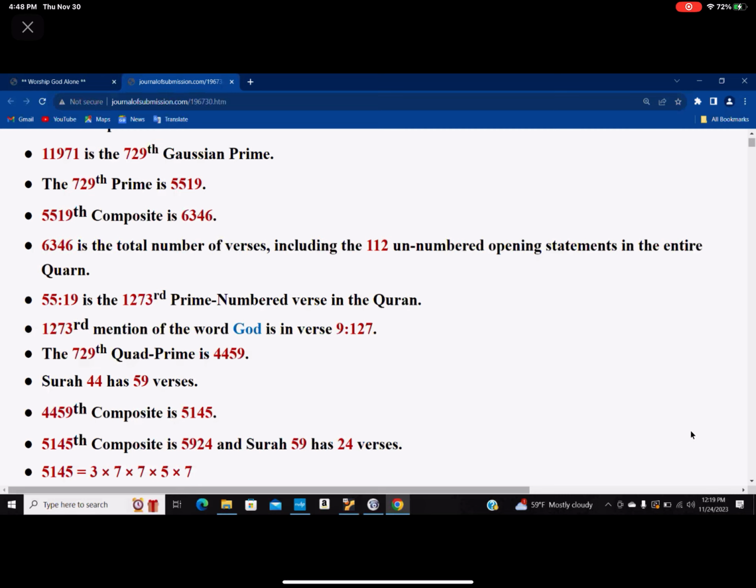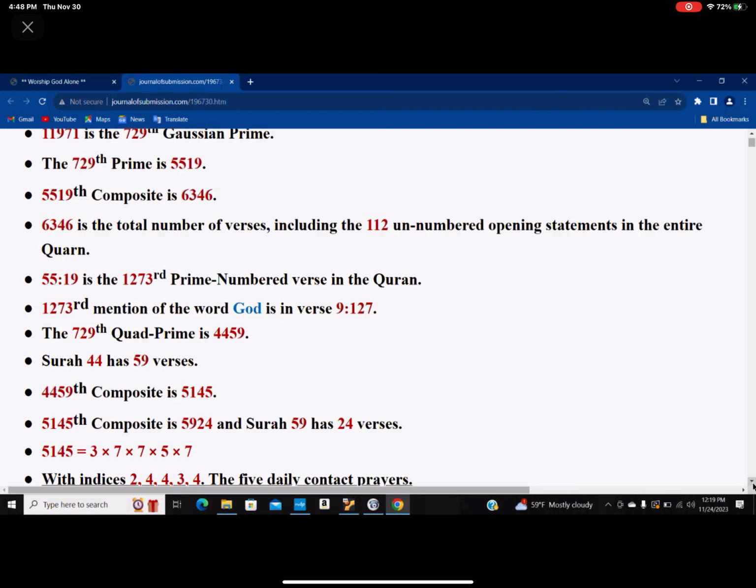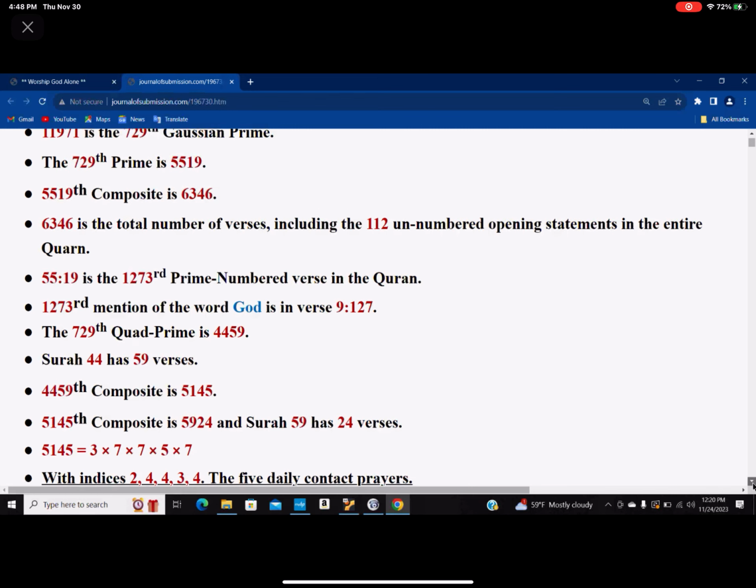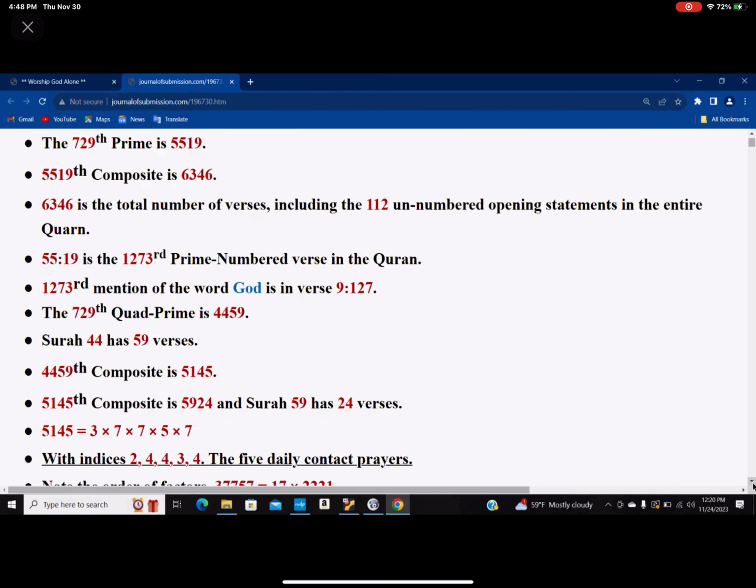So here, this number has 5 prime factors. And I've written it in this way, 3 times 7 times 7 times 5 times 7. Okay. Well, why don't we write it 3 times 5 times 7 times 7 times 7? That would be in ascending order, wouldn't it? Yeah, well, I'll tell you, it won't work that way. And there's a reason that I've written it that way. With indices of these are 2, 4, 4, 3, 4, and those are the 5 daily contact prayers that we do.